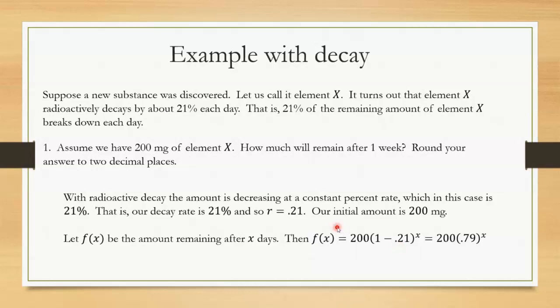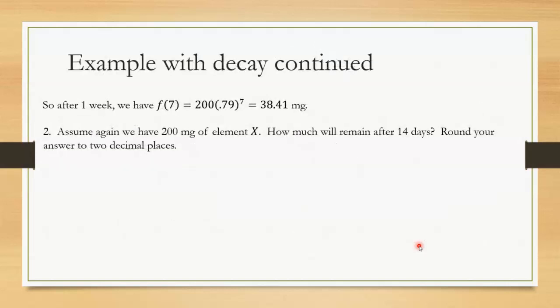If somehow it was growing instead of shrinking, if somehow it was growing instead of breaking down, then we would have addition, but we just have subtraction. Okay. Remember, the R has to be a decimal, not a percent. So this is a function that gives us how much is left X days later.